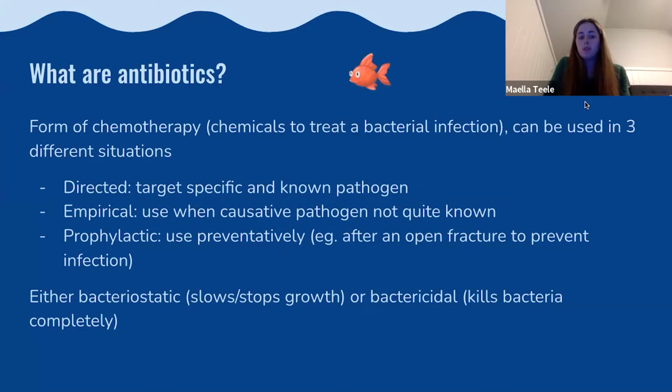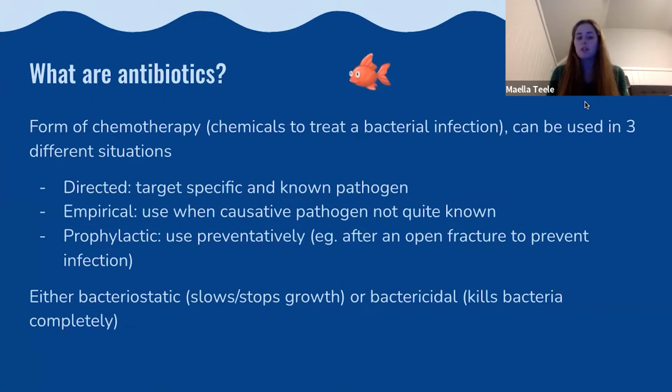Empirical antibiotics are used when we know that there is a pathogen in the person, but we're not quite sure what the pathogen is. We just know that we need to get rid of it. So you use a broad spectrum antibiotic, and that's empirical usage. And then you've got your prophylactic antibiotic use. So you use this preventatively to prevent the growth of any pathogens. Often you'll use this preoperatively, or sometimes if you've got like an open fracture, you'll use prophylactic antibiotics to prevent any infections growing in the bone.